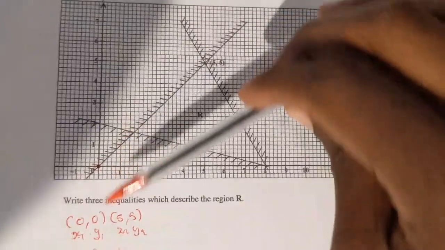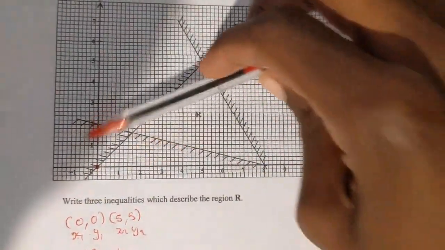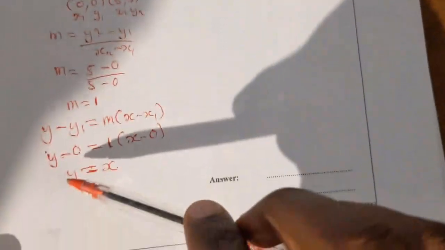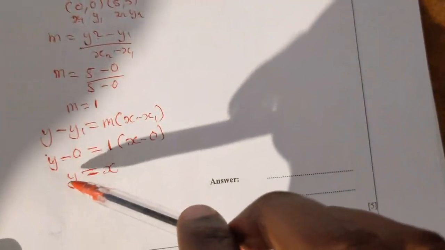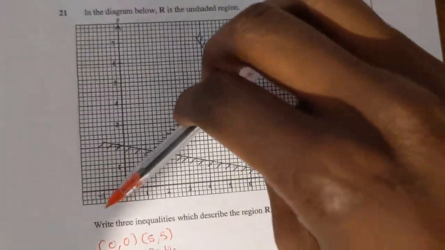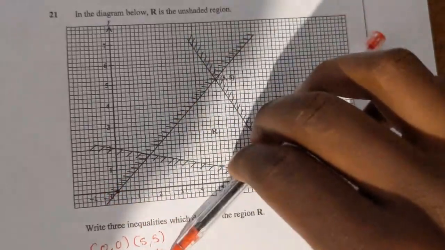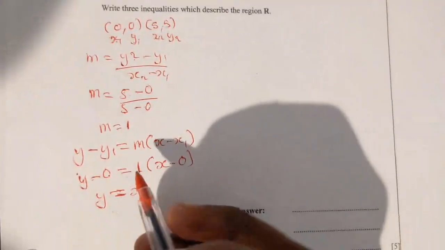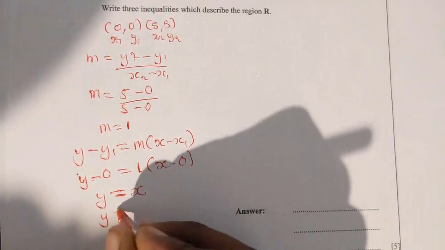So now going to the region, this is the region here. Are the values of y, the coordinates of y, increasing or decreasing going to the region here? They are decreasing. So this is decreasing, it is less than. That means the inequality is y is less than.